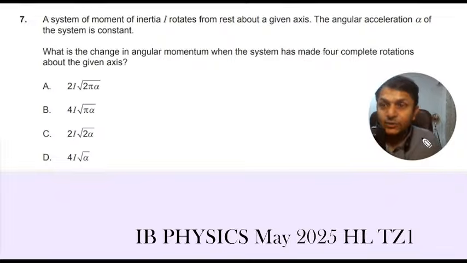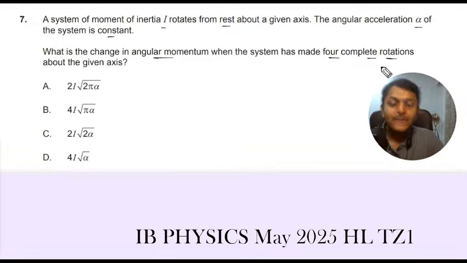Okay, dear student, let's see what is there in this question. A system of moment of inertia I rotates from rest about a given axis. The angular acceleration alpha of the system is constant. What is the change in angular momentum when the system has made 4 complete rotations?